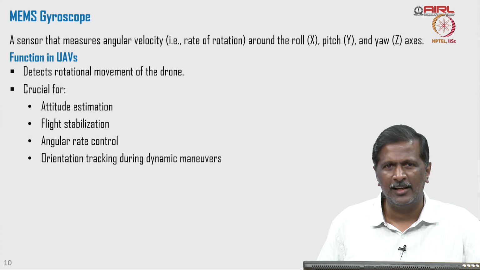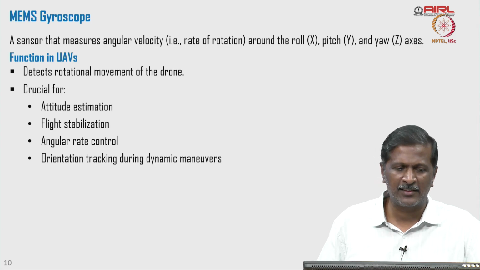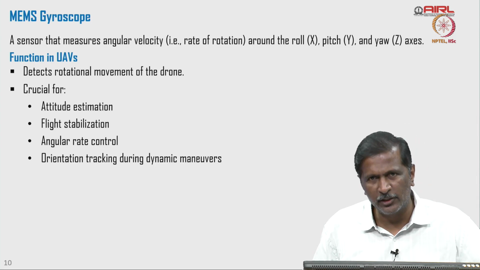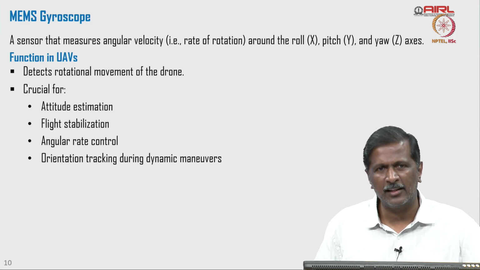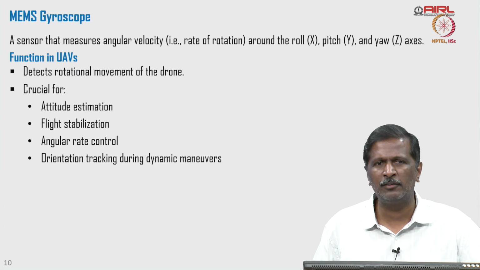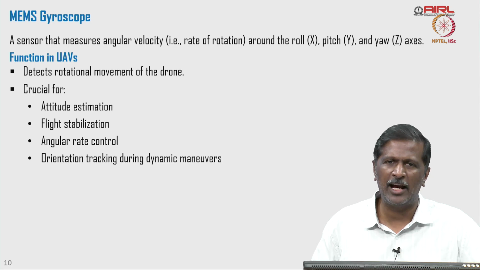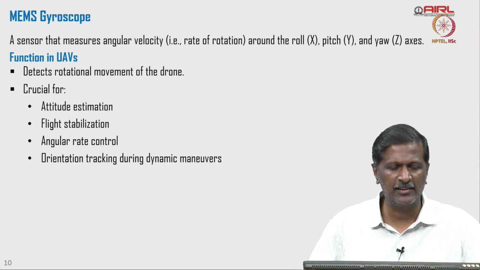How does it work? It detects the rotational movement of the drone. I showed you a mechanical gyroscope earlier, and it works in the same way. I can get the attitude of the drone, that is the Euler angles phi, theta, psi, okay, and this attitude will be useful for flight stabilization of the drone, and the angular rate is useful for how fast I want to turn in specific directions when we are talking about obstacle avoidance, right.